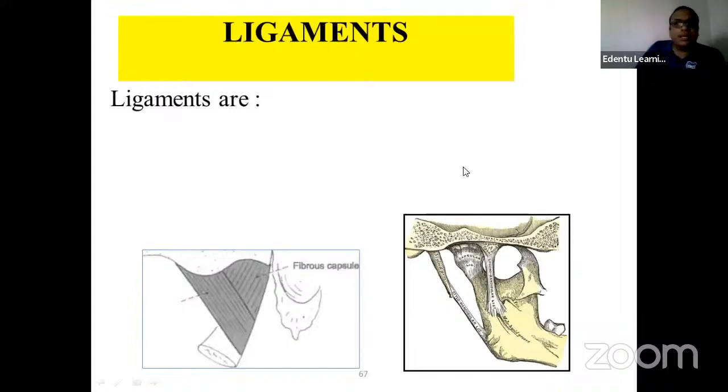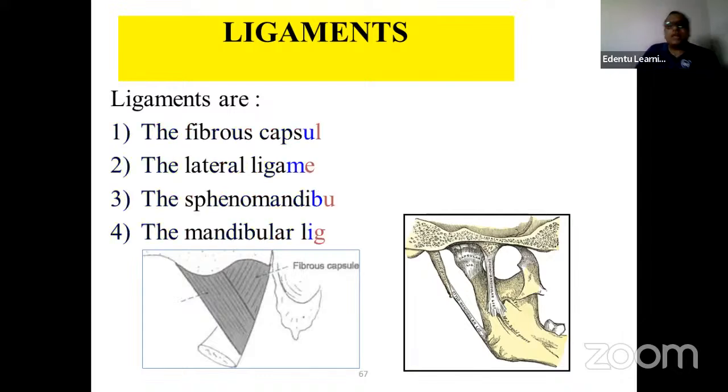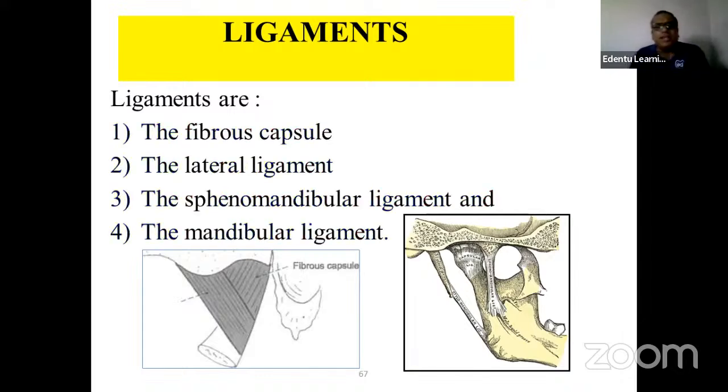Next, coming to ligaments. There are 4 ligaments in the temporomandibular joint. These ligaments will support the joint. Otherwise, this mandible, this joint will go here and there. It has to be anchored. So the 4 ligaments are: fibrous capsule, lateral ligament, spinomandibular ligament, stylomandibular ligament. The name itself tells: spinomandibular, from sphenoid bone to mandible. So these are the 4 ligaments which will stabilize the joint.